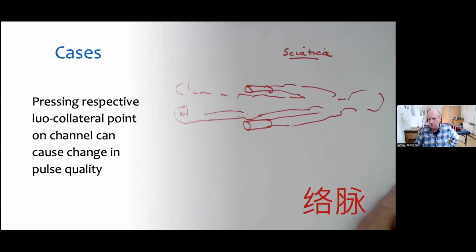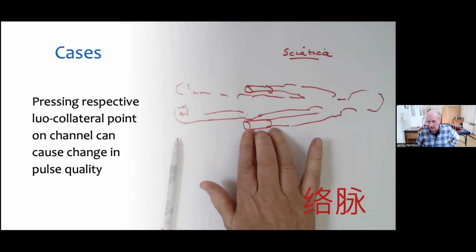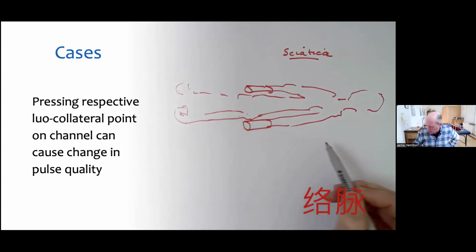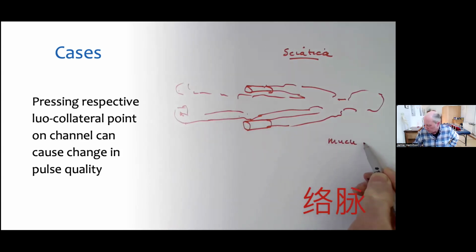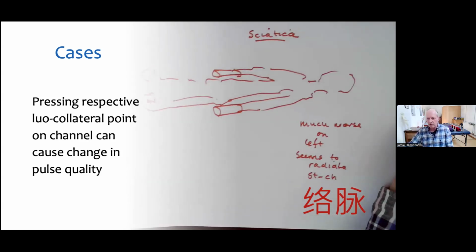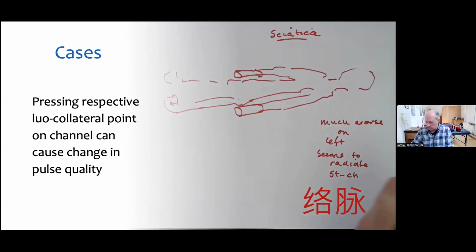So we may be wondering what's up with this person? How is their sciatica manifesting? When we palpate this left hand with our fingers, let's just say their sciatica is much worse on the left side, and it seems to radiate onto the stomach channel.